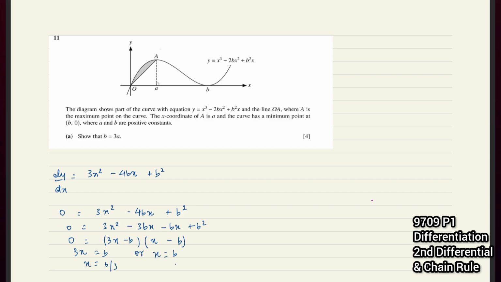This is the bigger one and this is the smaller one. So the smaller is a, because obviously b/3 is equal to 0.33b. So this is the smaller one. The smaller one is equal to a. So a is equal to b/3. 3a is equal to b, hence proven.